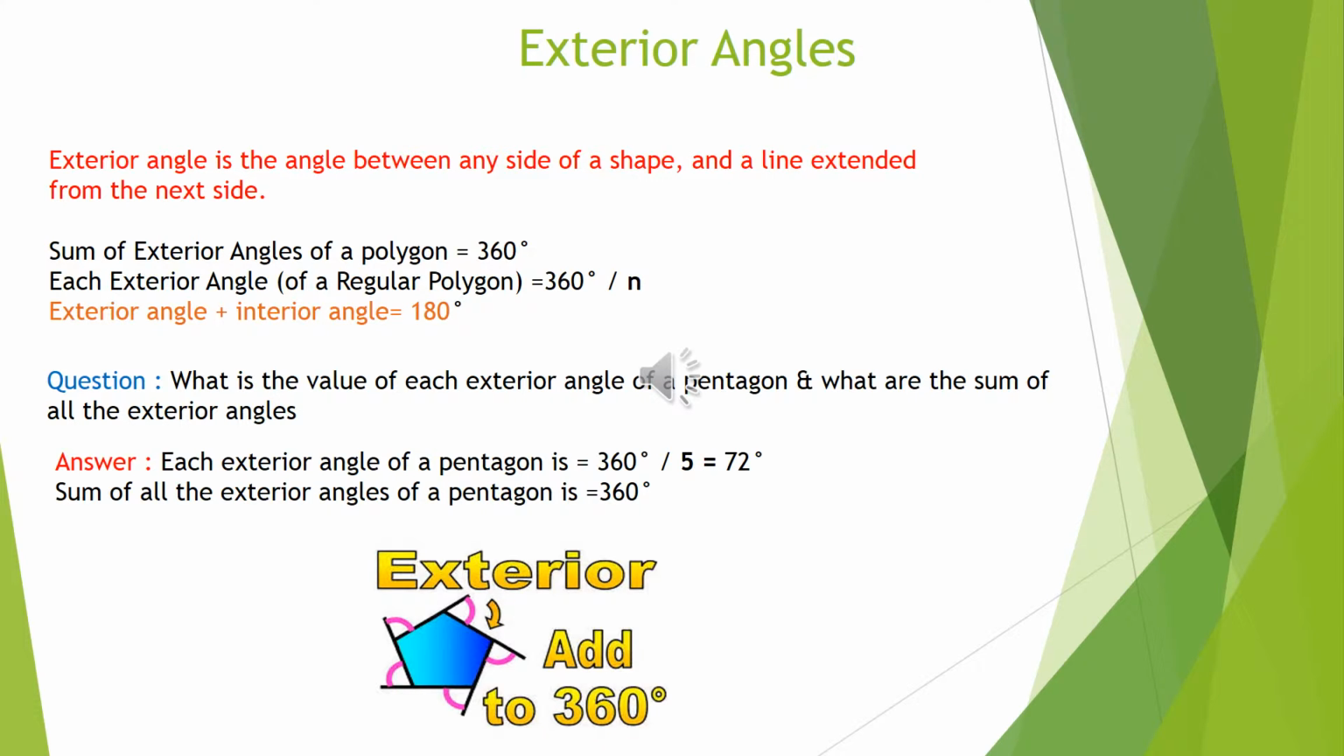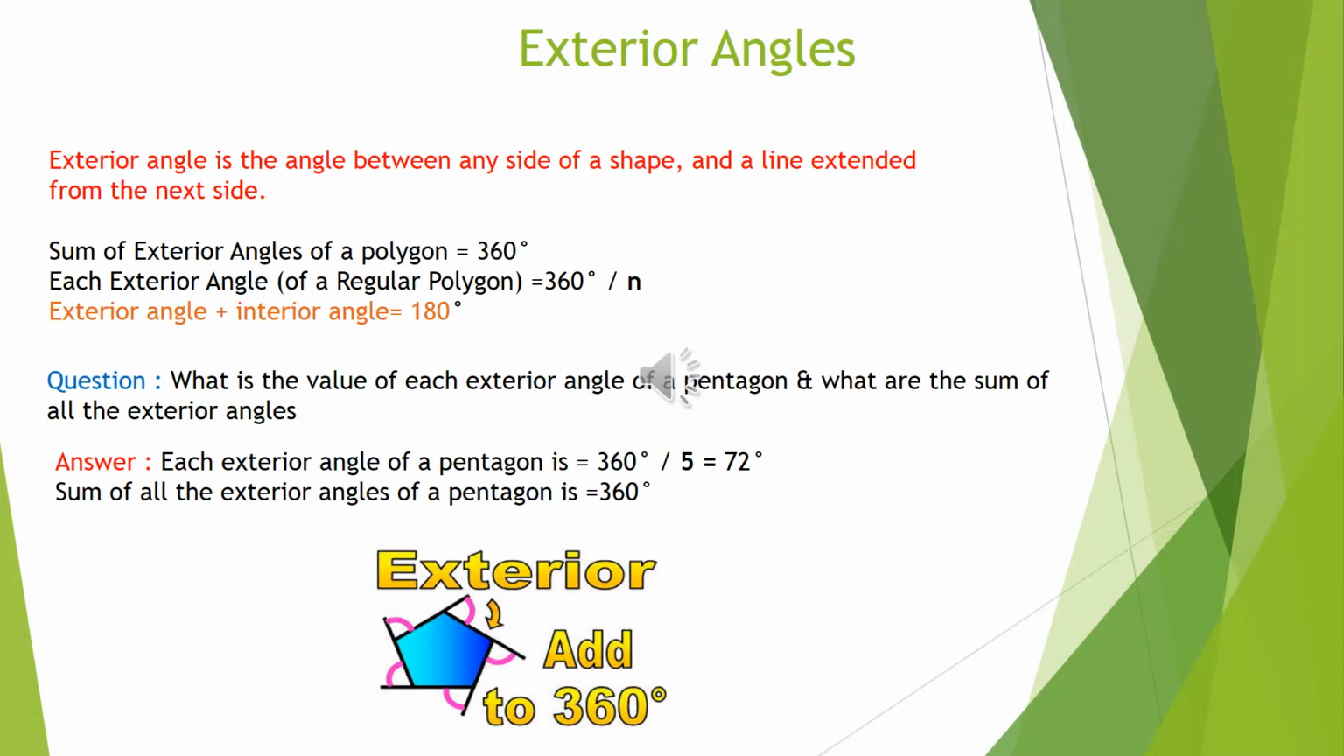Since we now know about interior angles, let's talk a little about exterior angles. An exterior angle is the angle between any side of a shape and a line extended from the next side. The sum of exterior angles of a polygon equals 360 degrees. Each exterior angle of a regular polygon equals 360 degrees divided by n, in which n stands for the number of sides of a polygon.